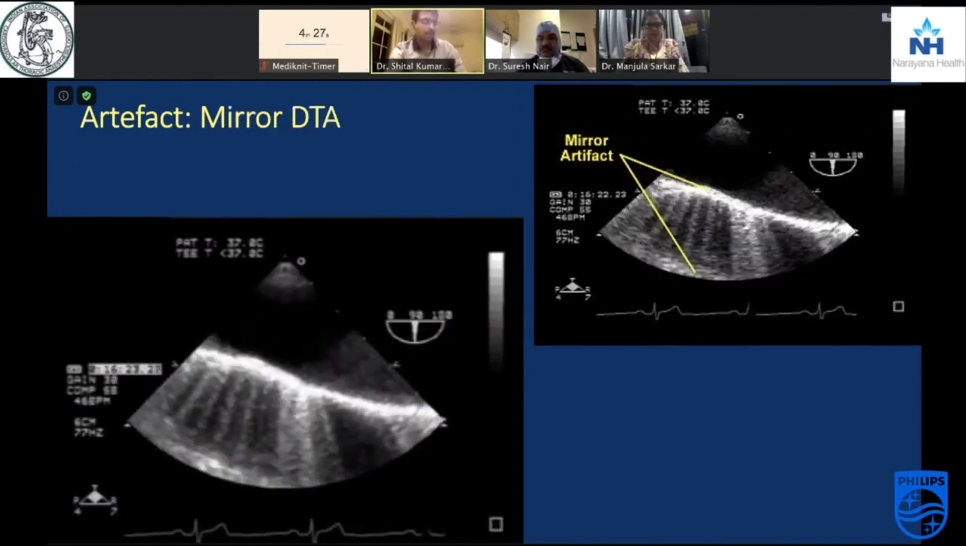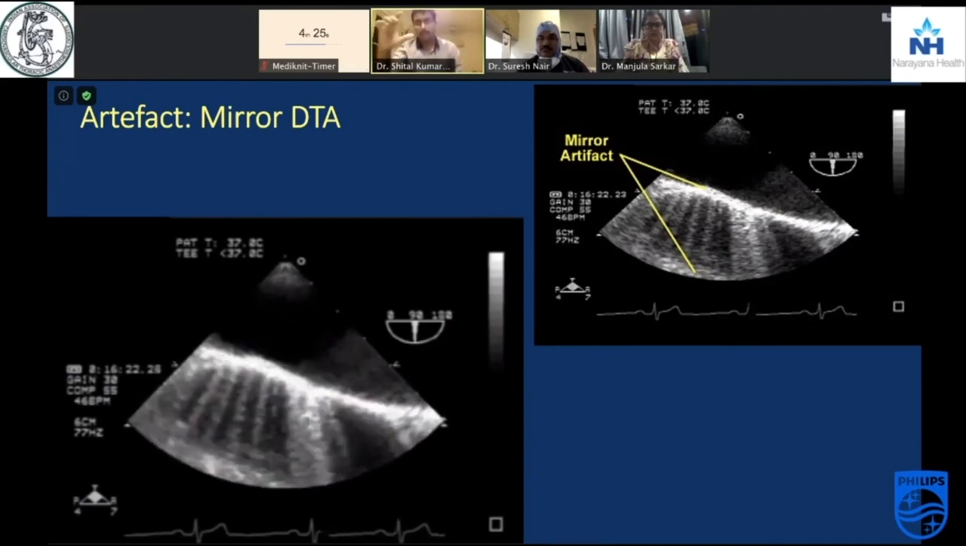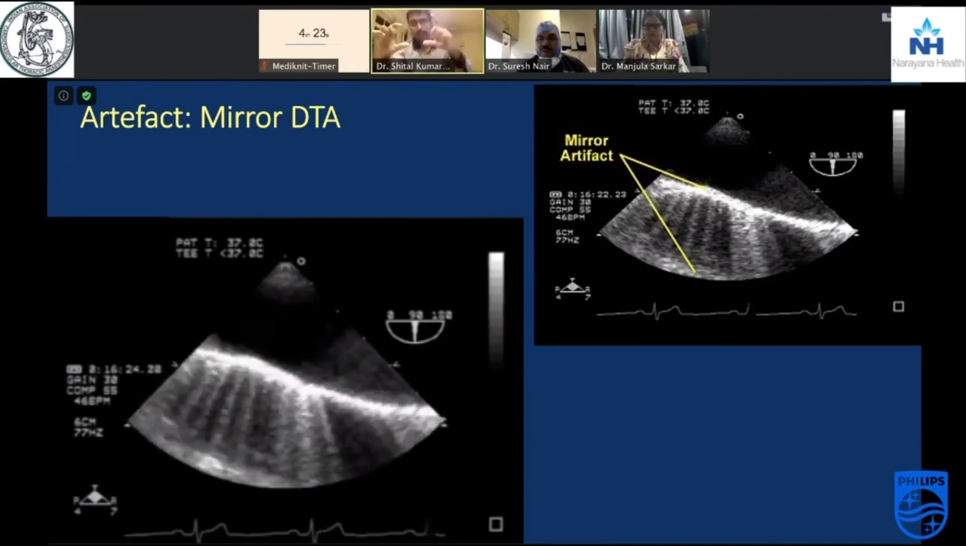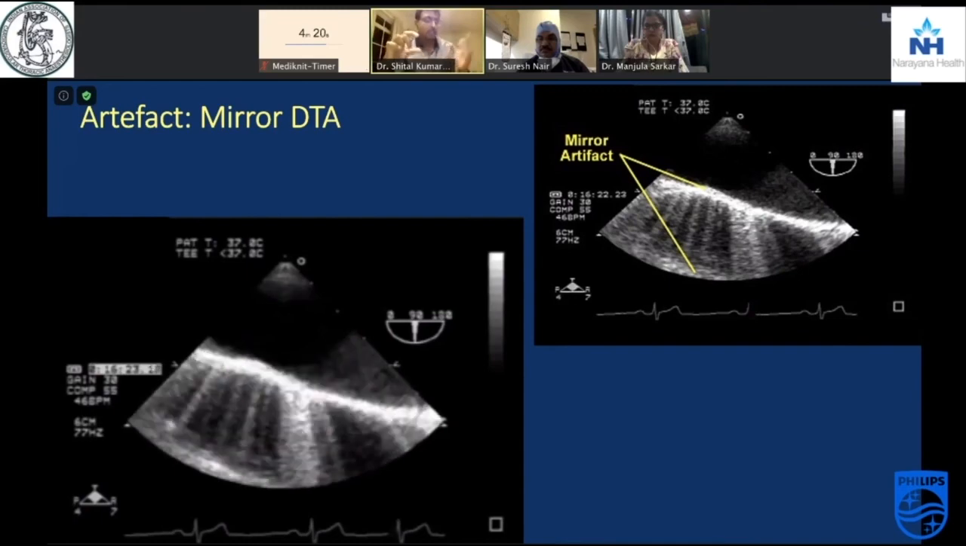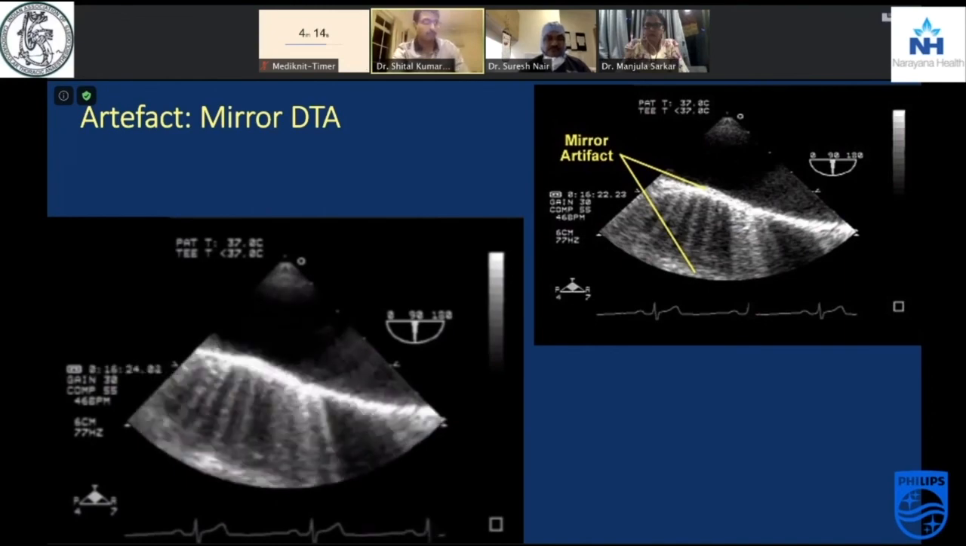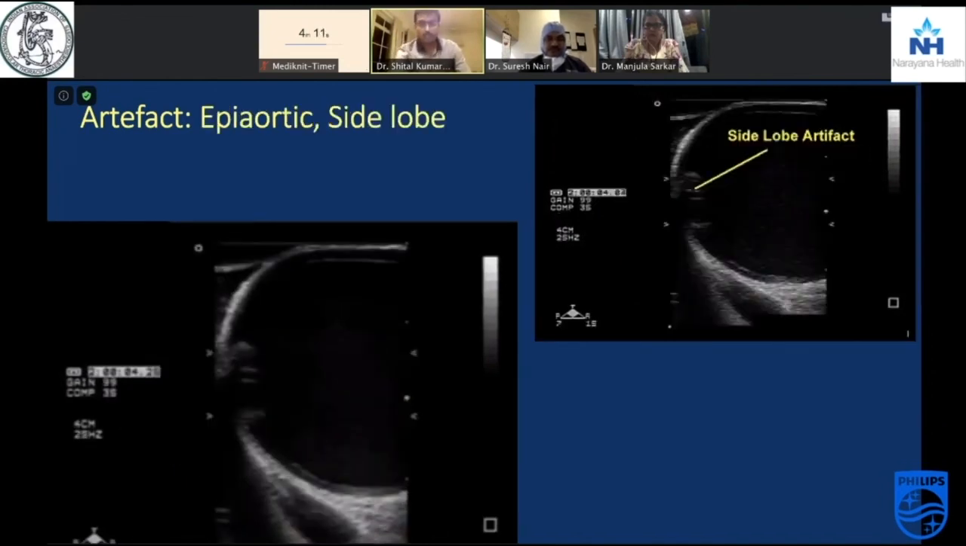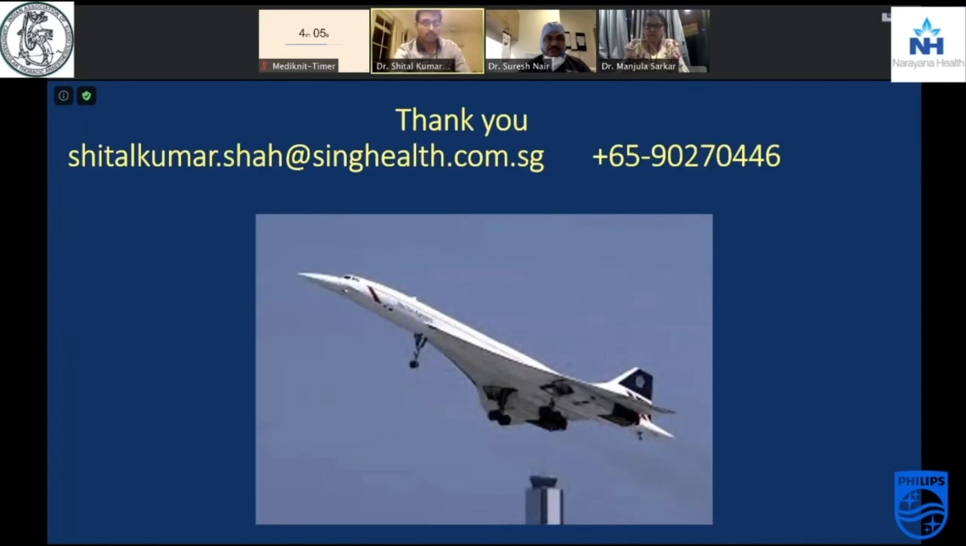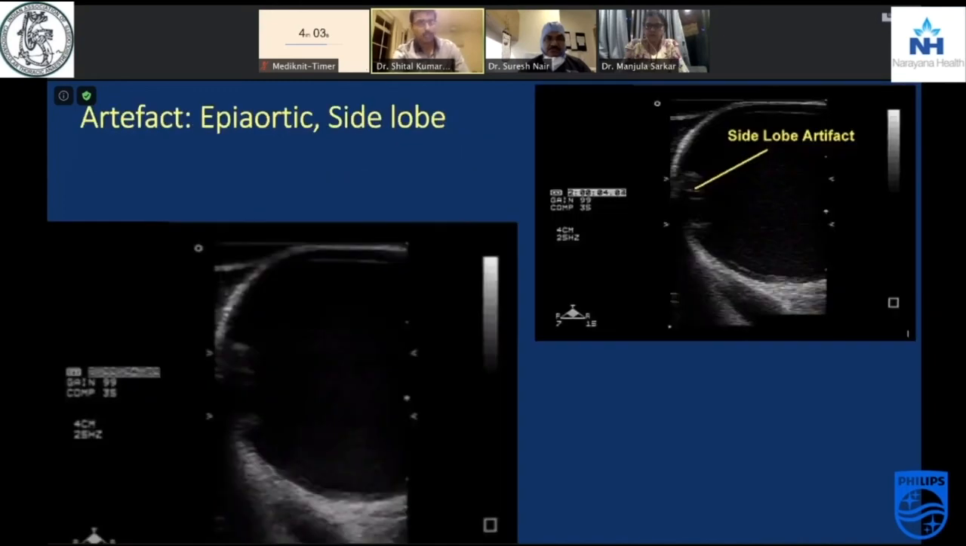Multipath artifacts usually occur when the aortic diameter is more than the LA diameter. Hence, the intimal flap seen in the ascending aorta is actually because of reflection from the LA wall. Mirror artifacts, descending aorta in the long axis view, and then epiaortic scanning is also liable for side lobe artifacts. And I think that completes the artifacts part as well.